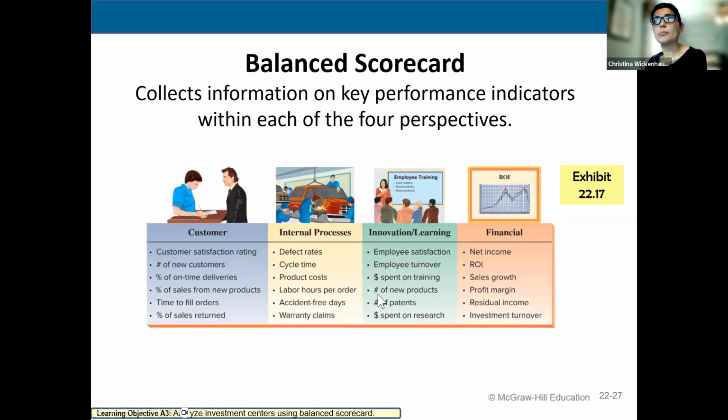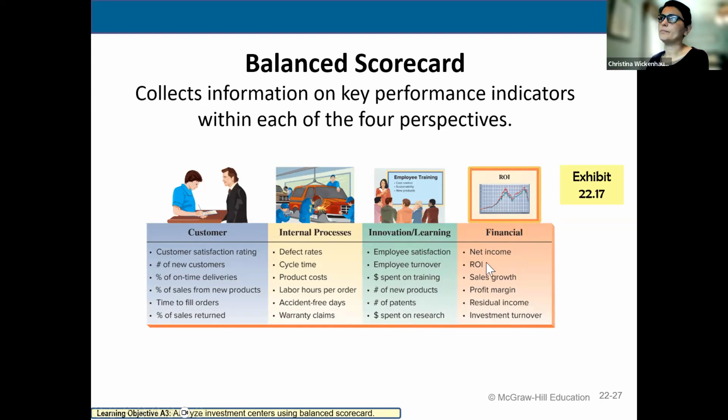We like to look at the number of new products we're offering because we want to stay competitive. Are we creating new patents? Are we spending money on research? So this is all about innovation and learning, investing in our employees and our products, which ultimately will drive our company. And then the fourth pillar is going to be financial.